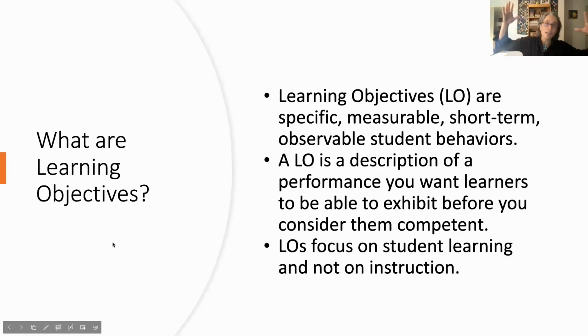So to dig down a little bit deeper, they're specific, measurable, short-term observable student behaviors that we use to evaluate the student and ourselves. We use those things to evaluate where we're at and where we would like to go. And they are a description of a performance that we want learners to be able to do, maybe at the end of a course, at the end of a lesson or module.